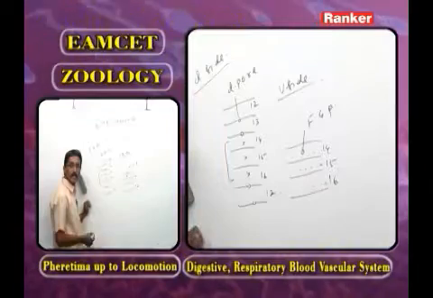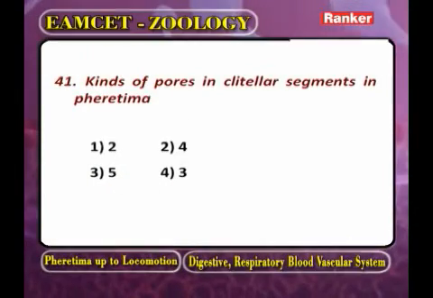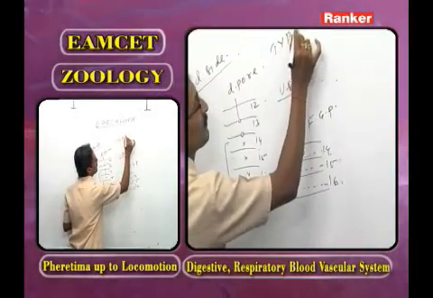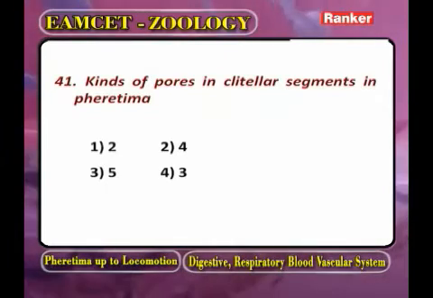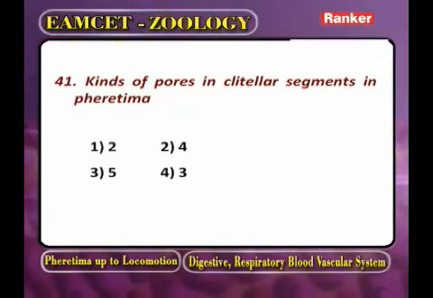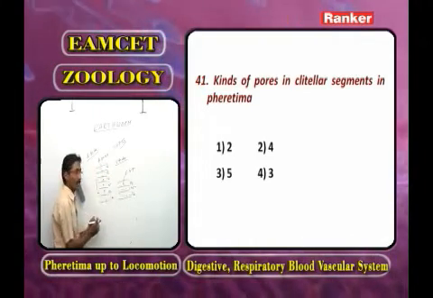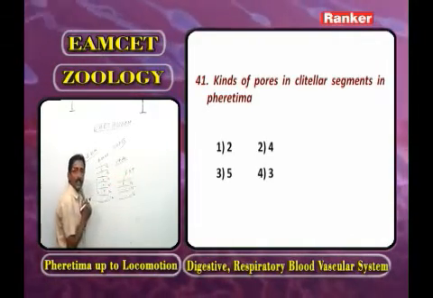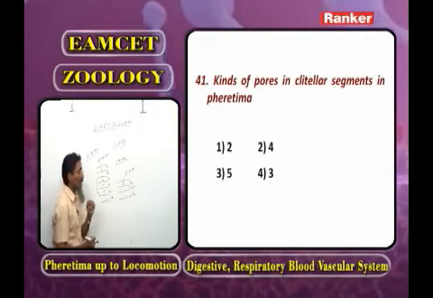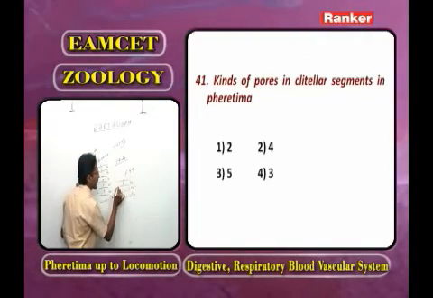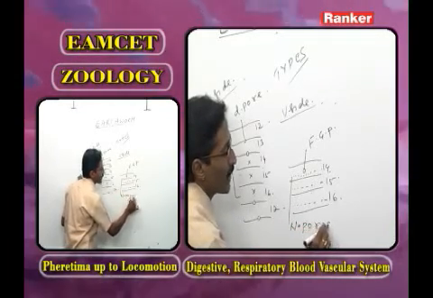The nephridiopores. Here what is the question? Kinds of pores. Kinds means types. Kinds of pores present in the clitellar segments. On the dorsal side of the clitellar segments, no pores. Remove it. Now observe the ventral side. On the ventral side of the clitellar segments, how many kinds of pores are present? One we call the female genital pore and the second one we call the nephridiopores.